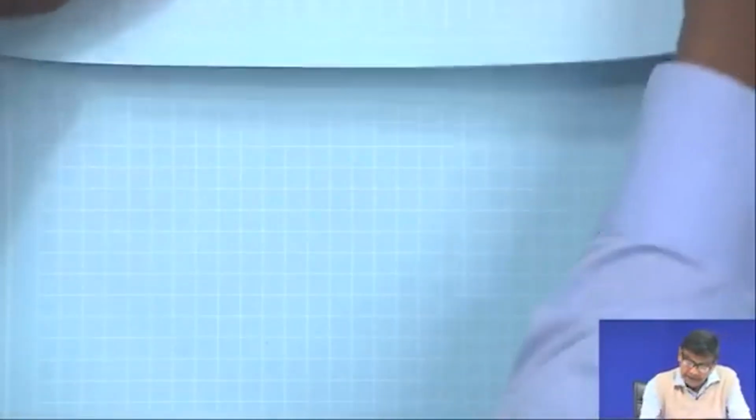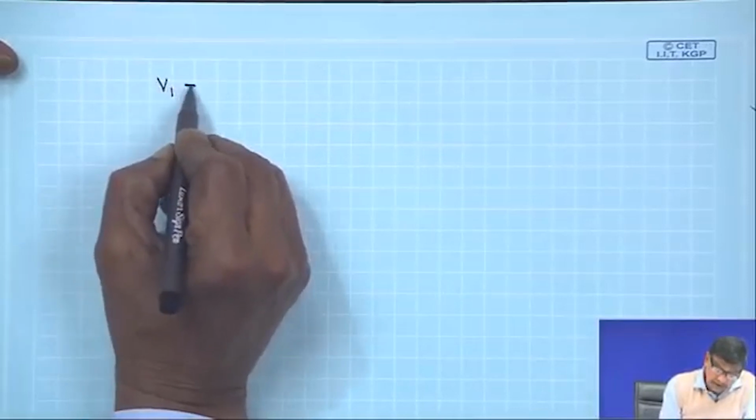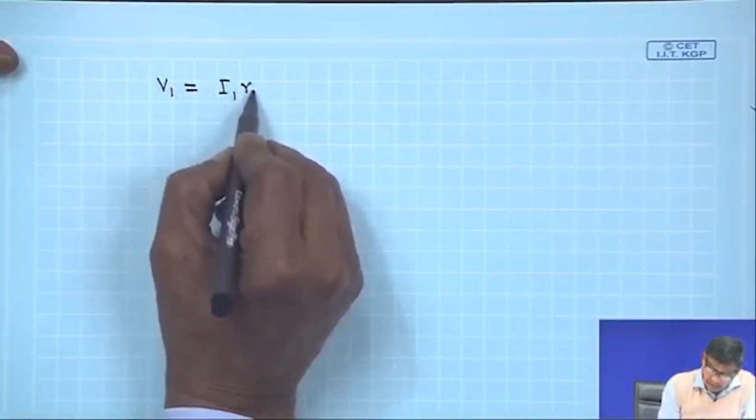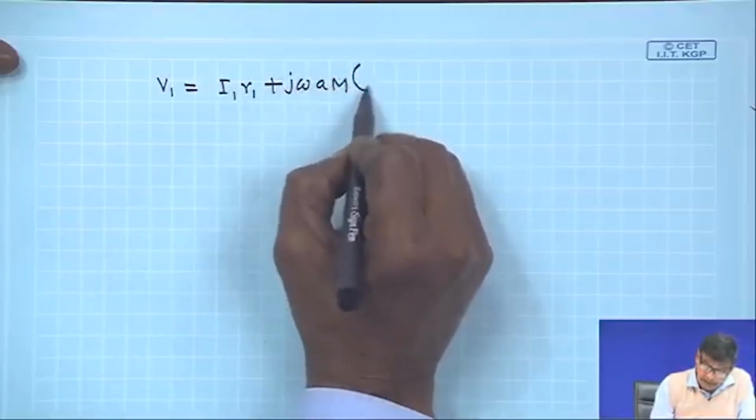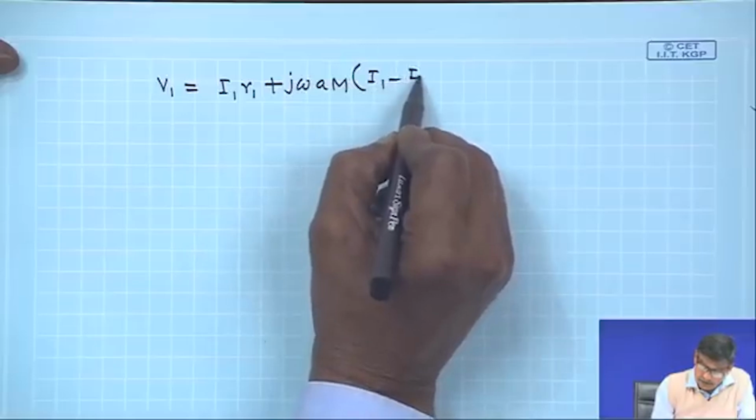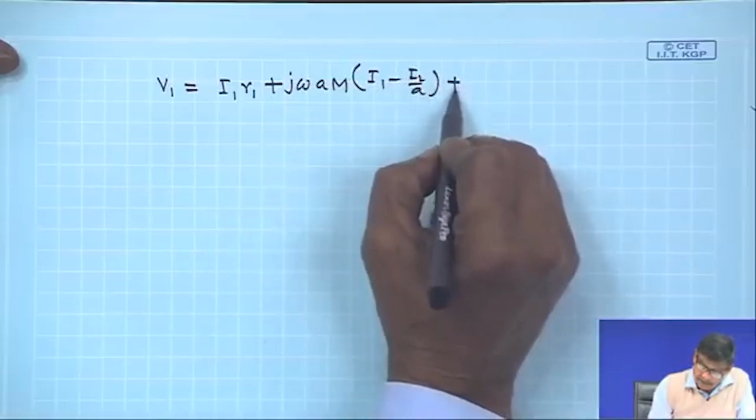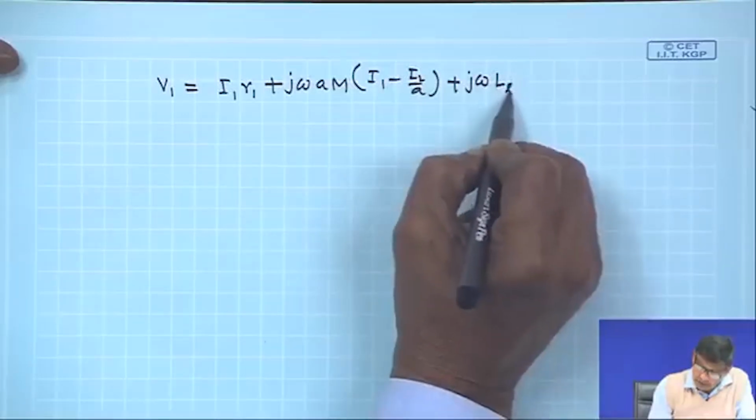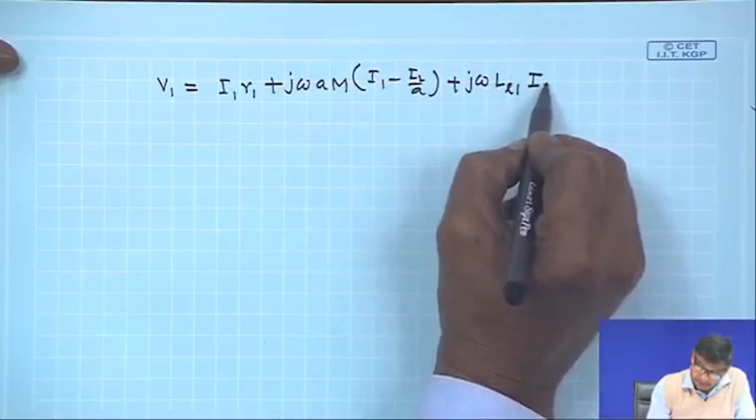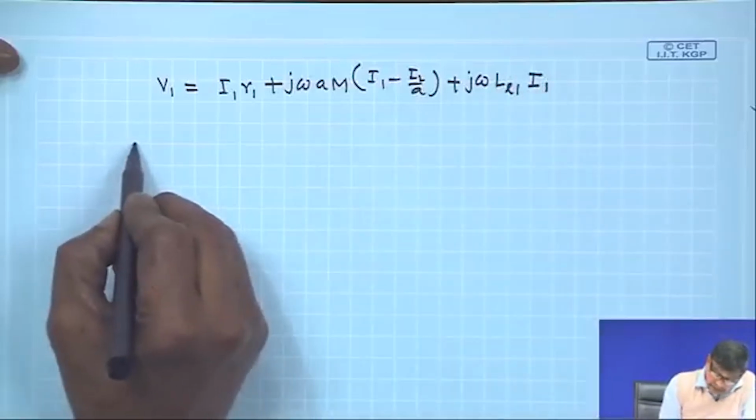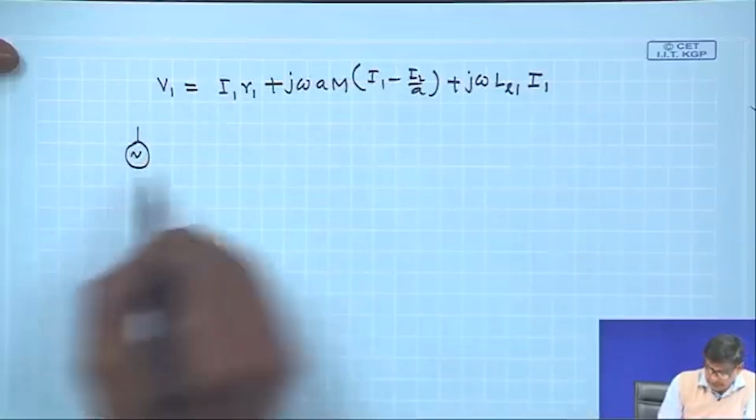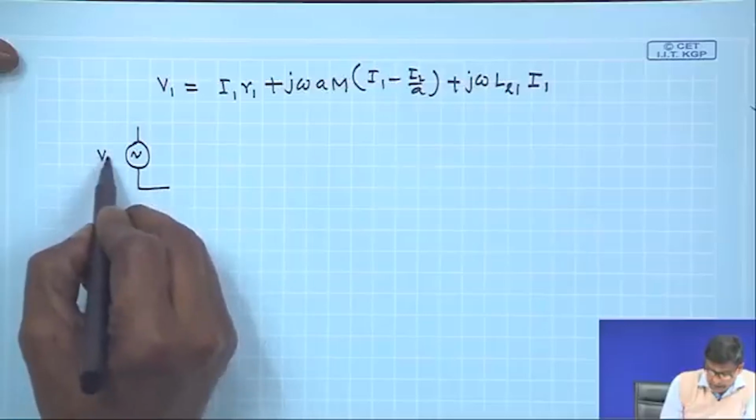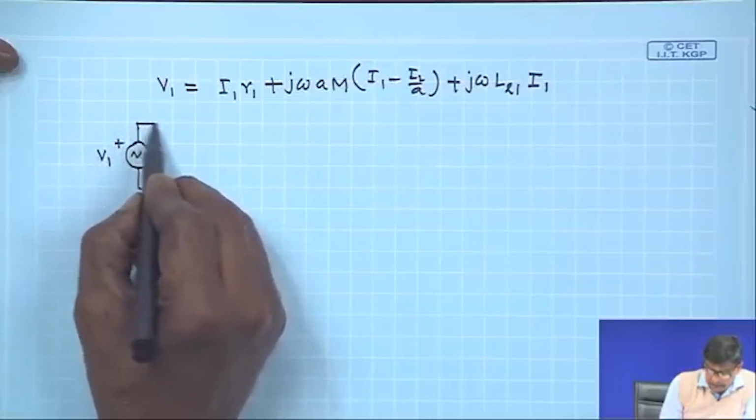Let me write here. So, the first KVL equation we have got, rewrite: V1 is equal to I1 R1 plus j omega a M into (I1 minus I2 by a), and plus j omega LL1, the leakage inductance, I1. Now, this can be drawn like this, because I know the terms. This is my V1 and this is my I1.